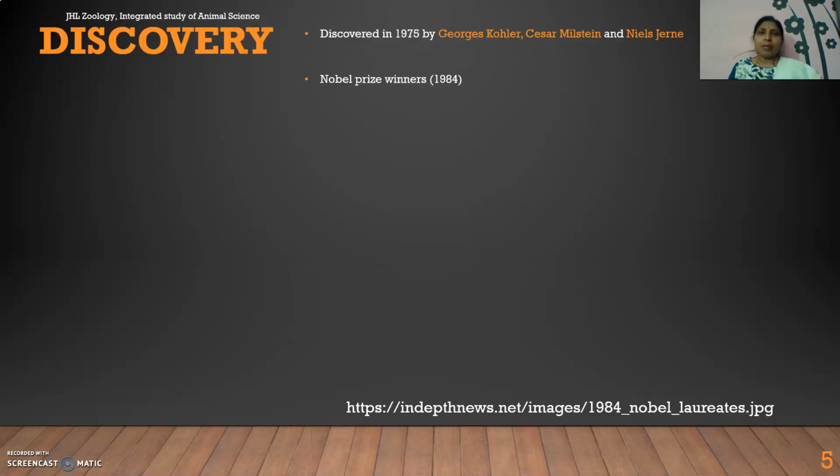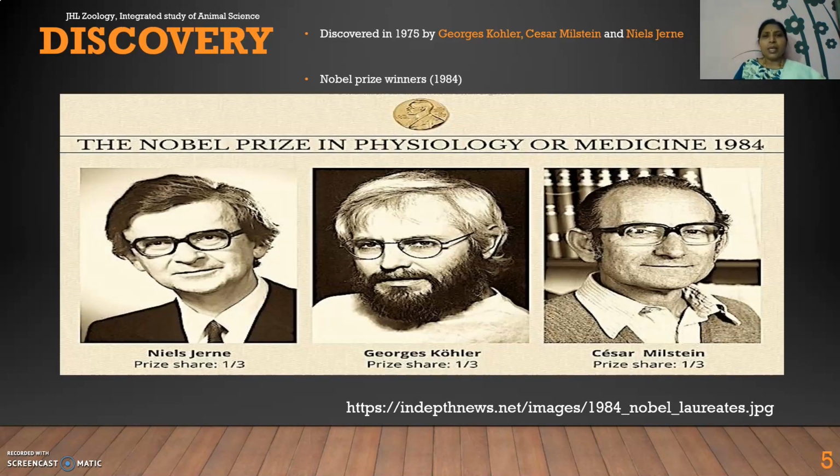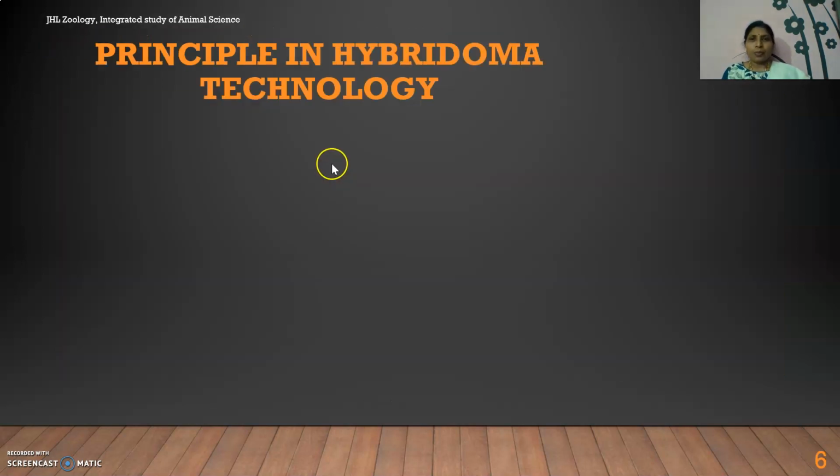Let us now see the discovery of the monoclonal antibody production. The monoclonal antibodies were produced by George Kohler, Caesar Milstein, and Niels Jerne in the year 1975 by the hybridoma technology, for which they were awarded the Nobel Prize in 1984.